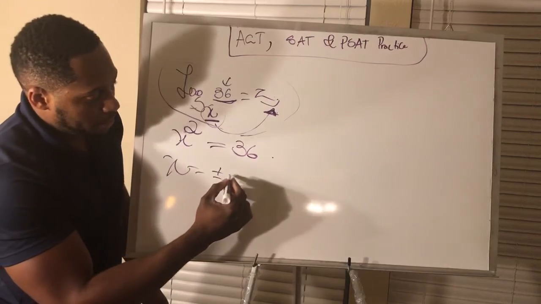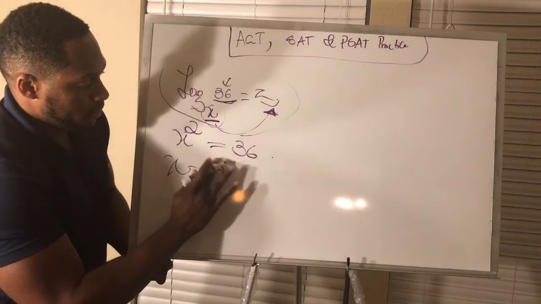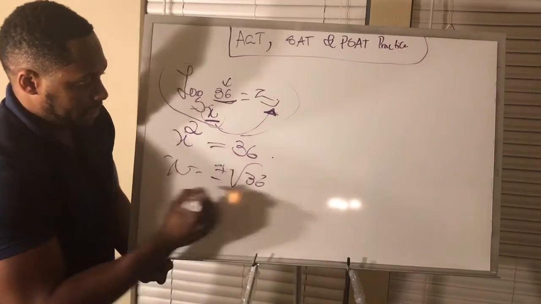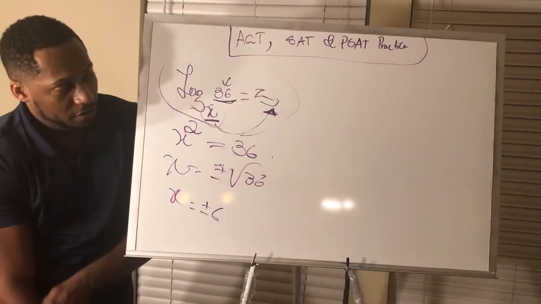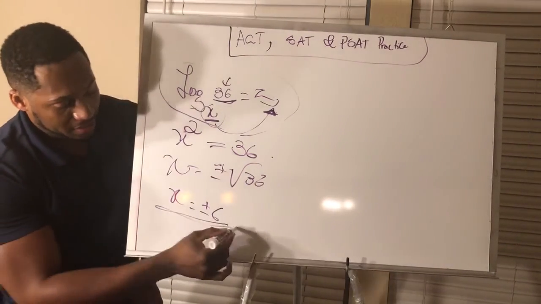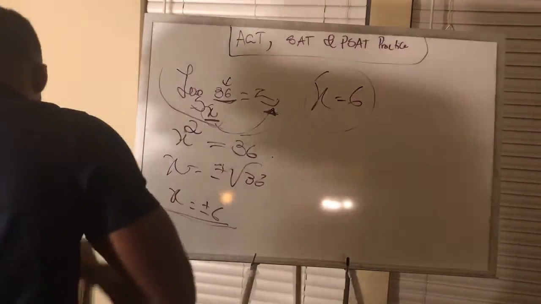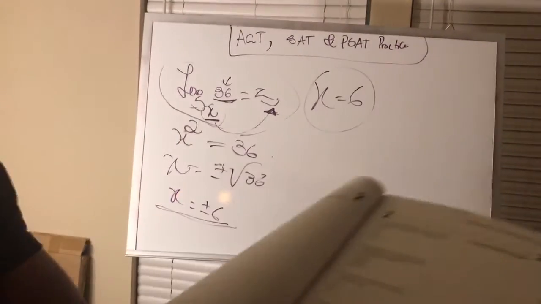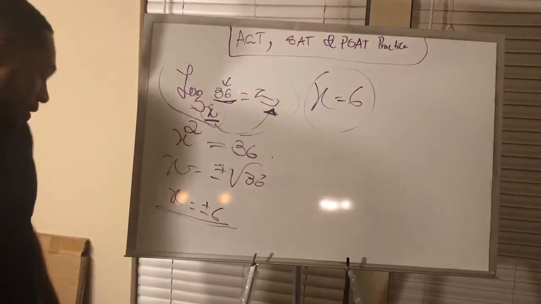Now, if you're solving this, you could say plus or minus 6. So x is equal to plus or minus the square root of 36. X would be equal to plus or minus 6. But when you're doing the log function, you want the positive side. So x is equal to 6. Let's see what the answer choice they give us here is. It looks like it's G. So 6 squared, if you raise this squared, you get 36.